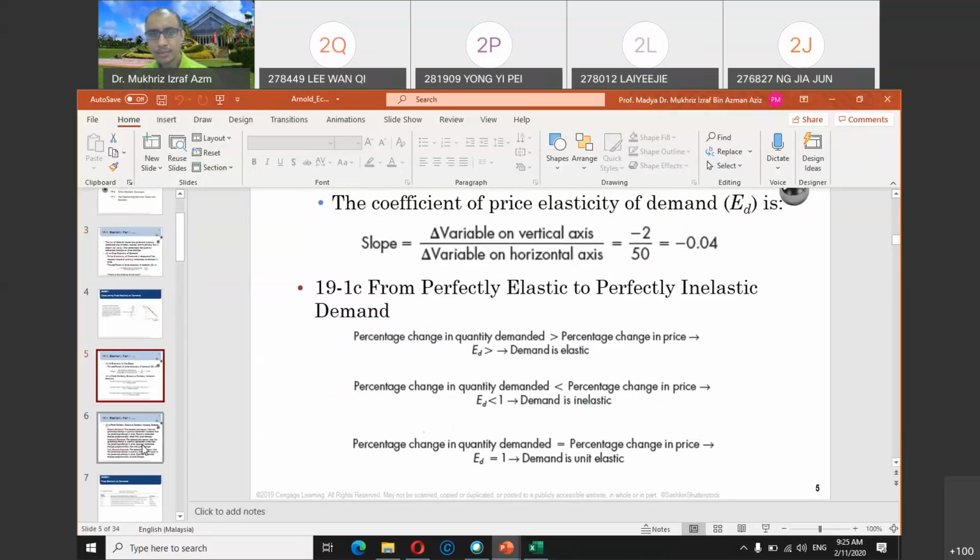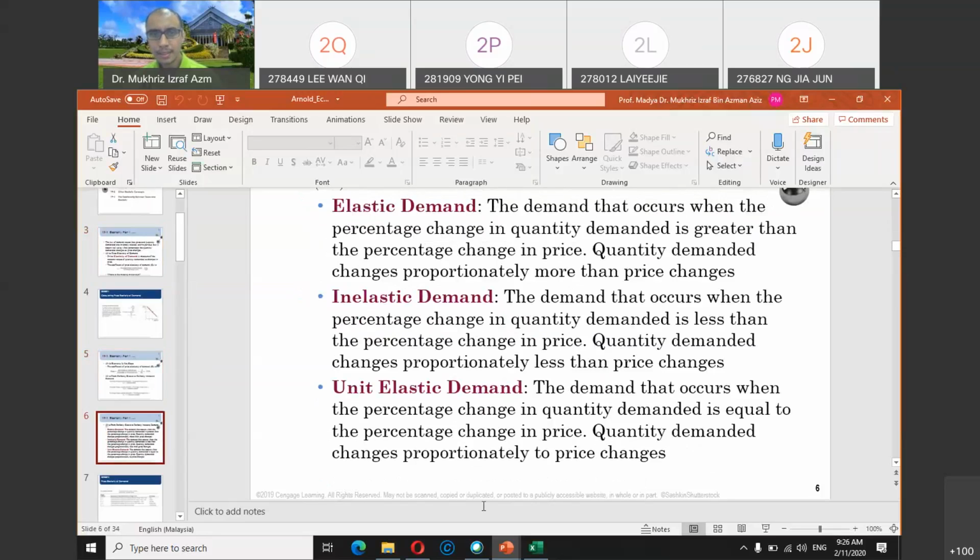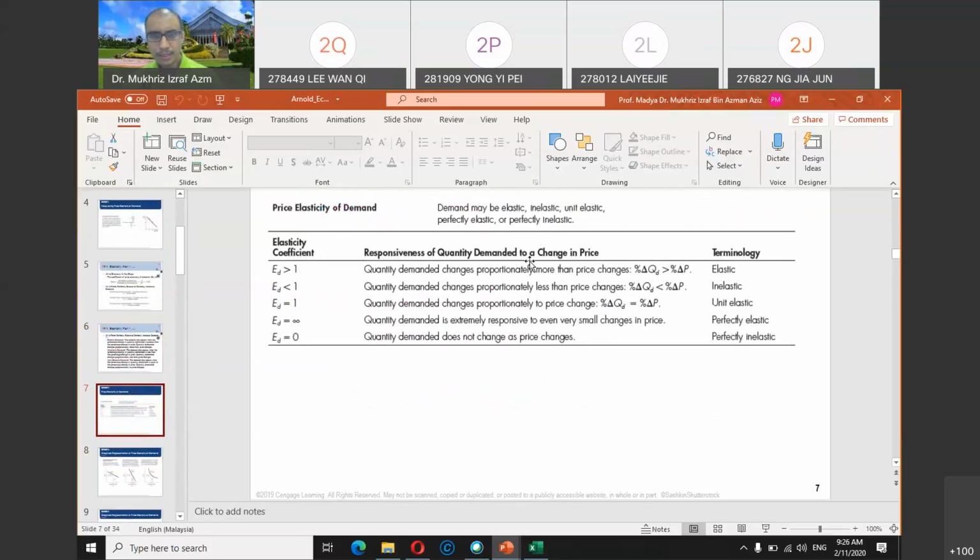So how do you calculate them in an actual example? In the textbook, you have this summary here: elastic is more than one, or percentage change in QD bigger than the change in price, as I mentioned just now. Inelastic is when the numerator is smaller than the denominator. And when it is equal, you call it unit elastic.